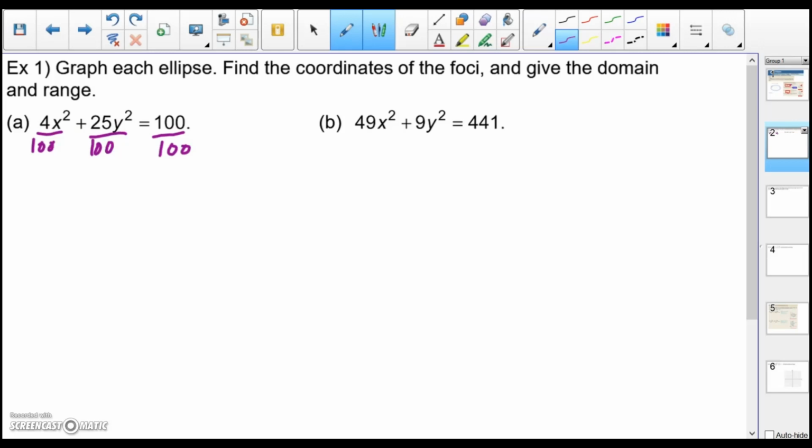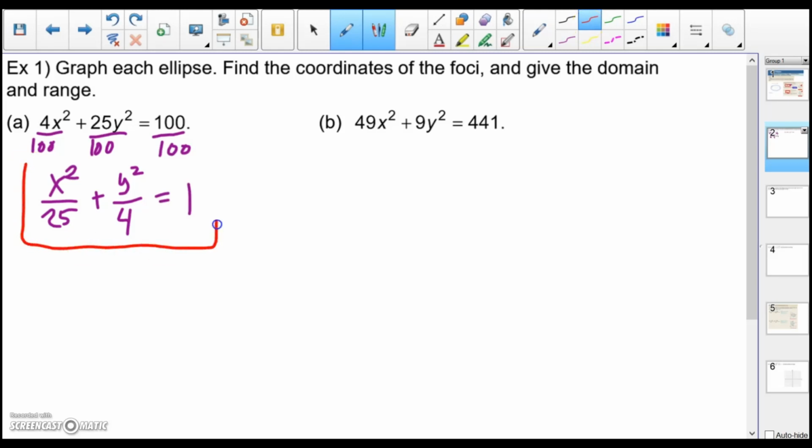And we're going to reduce those fractions. 4 over 100 reduces to 1 over 25. So we would see x squared over 25 and y squared over, you reduce that fraction, 25 over 100 is 1/4, and 100 over 100 is 1. Okay, so now we've got our form. This is exactly the form that we want.